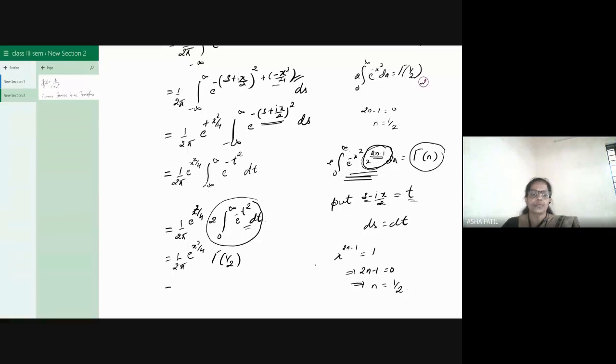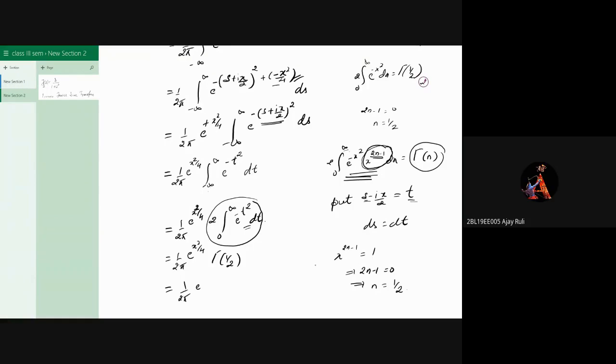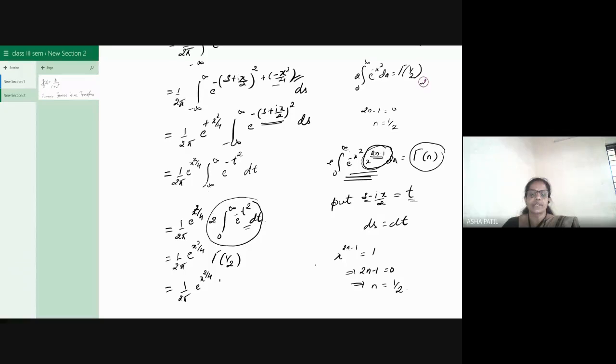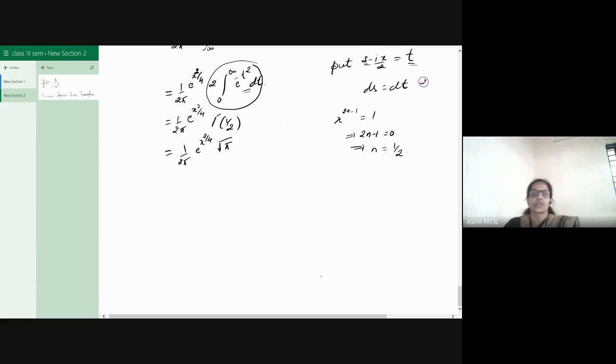Value of gamma 1 by 2? Root pi. So I'll write it as root pi, and pi cancels that. Root pi gets cancelled. It becomes e raised to x square by 4 divided by 2 root pi. So that is your answer, F of x is equal to f of x. Remember this gamma function definition. It is used many times. In Laplace transform you use it, in Fourier transform you use it.